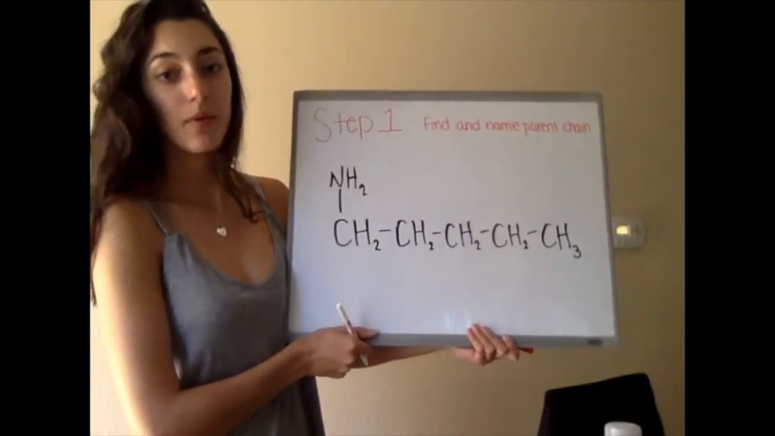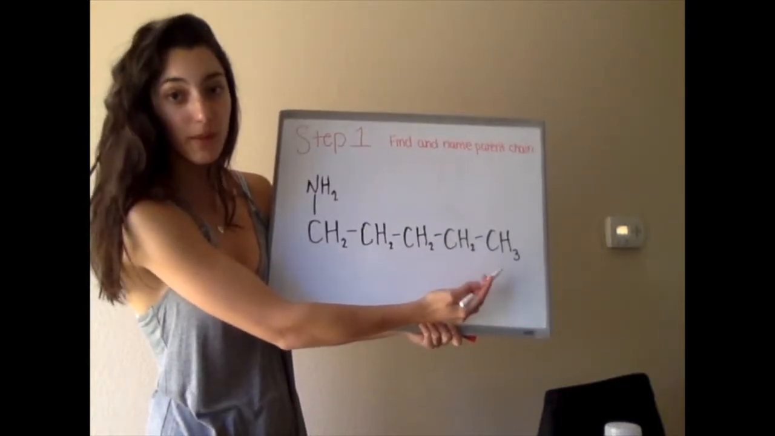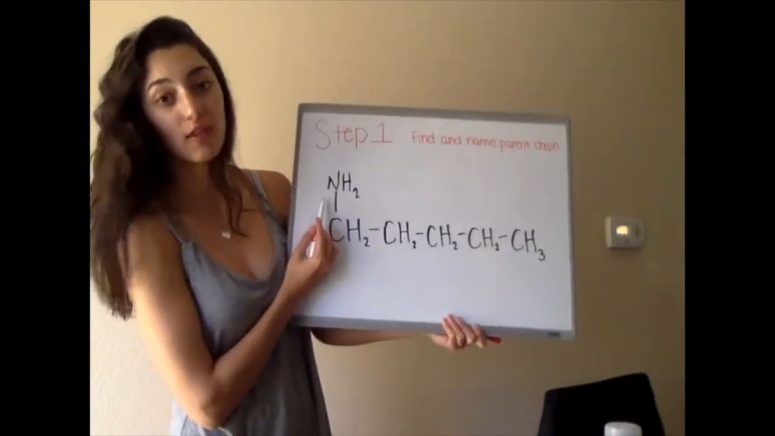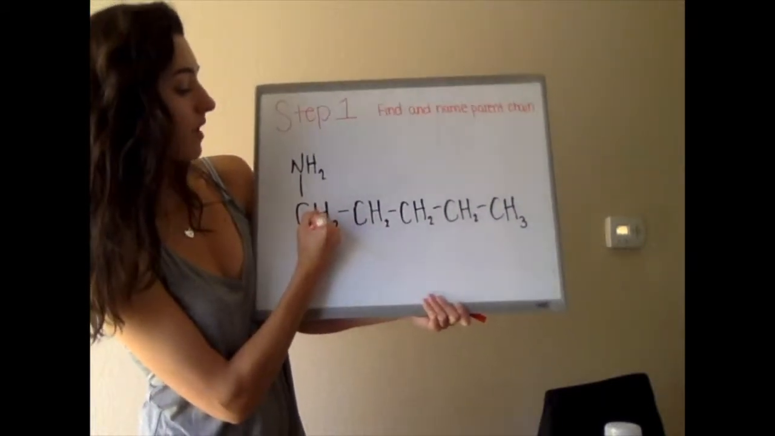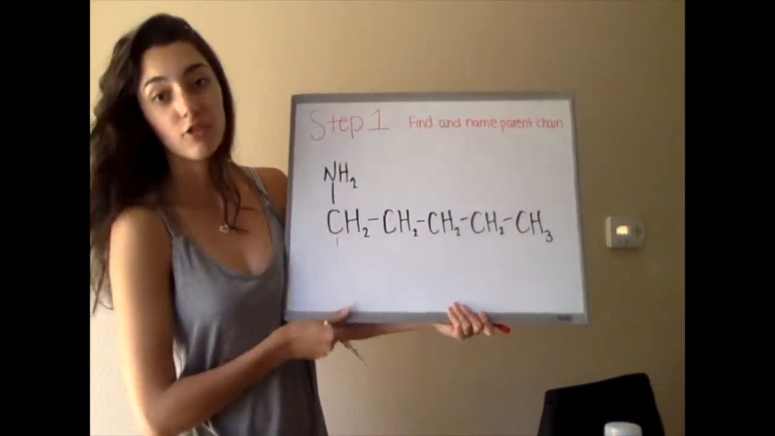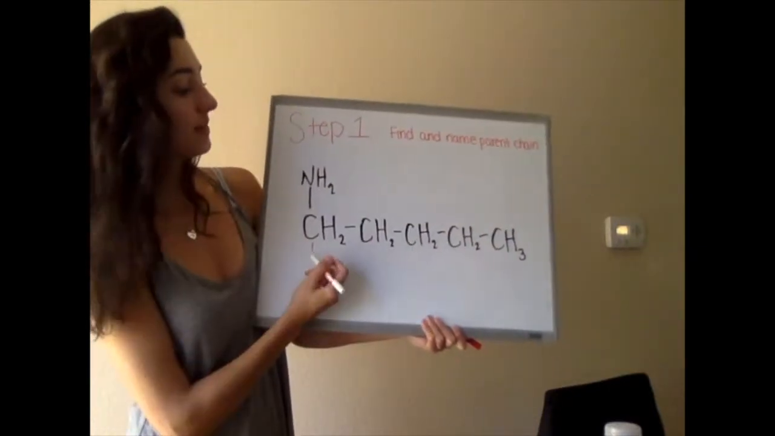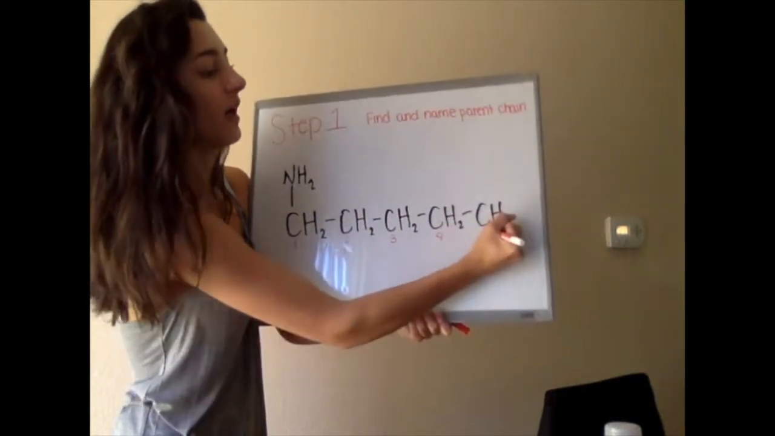So with this example, we see that this will be our longest chain of carbons, which is our parent chain, because it is attached to the amine nitrogen. We are going to make this carbon number 1 because it is at the end nearest the point of attachment of the nitrogen. So with this as number 1, we're going to make this 2, 3, 4, and carbon number 5.